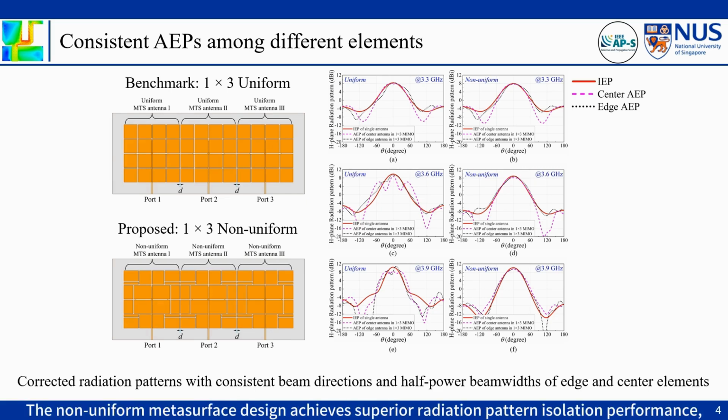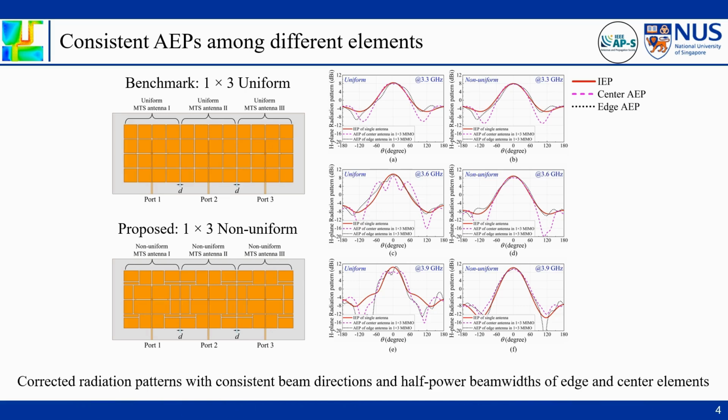The non-uniform metasurface design achieves superior radiation pattern isolation performance, maintaining consistent radiation patterns across the IEP, center AEP, and edge AEP. This improvement effectively mitigates the severe active element pattern distortions of edge elements, commonly observed in conventional MIMO systems under complex electromagnetic environments.